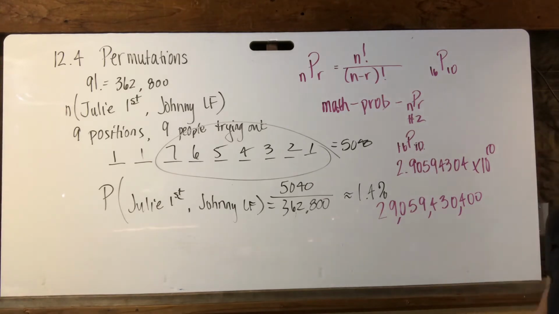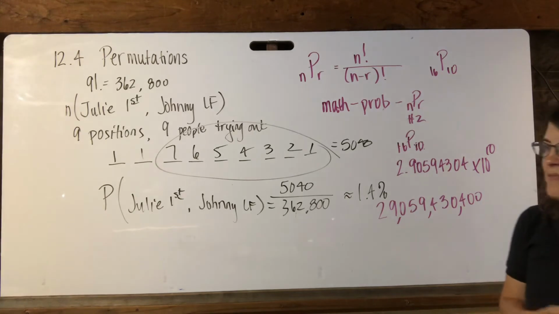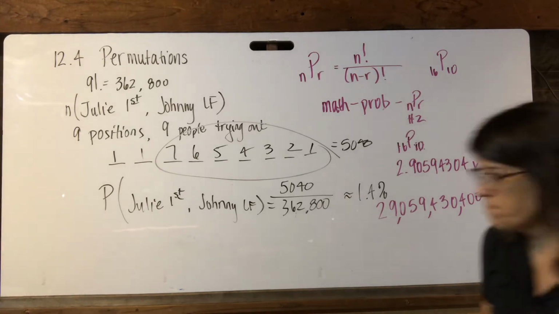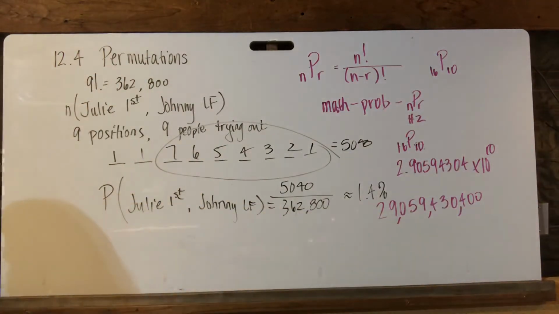29,059,430,400. That is a lot of different ways. It's a lot of different ways. Okay? All right.